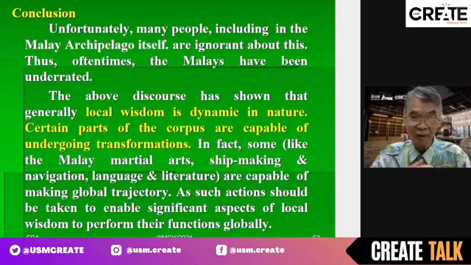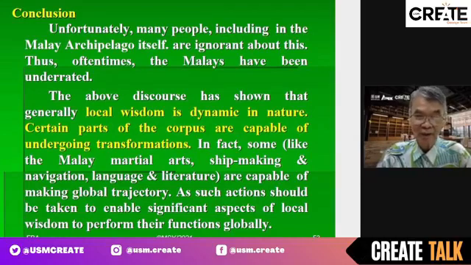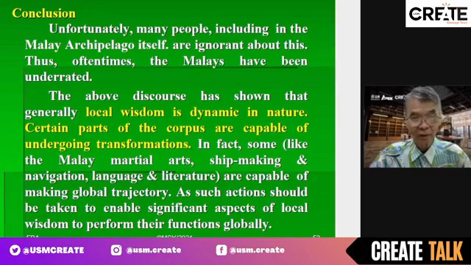In fact, some of our political leaders also used to be ignorant with regard to this. Thus, oftentimes, the Malays have been underrated. They have been labeled as lazy, underdeveloped, not capable of doing things which would bring their names and the names of the region in the forefront.